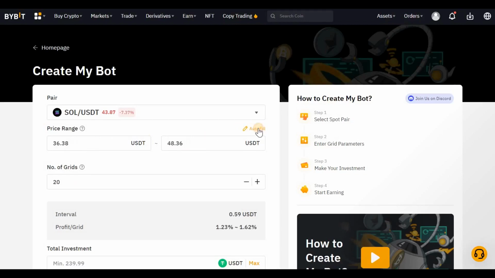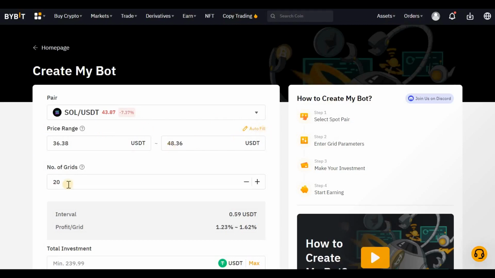If you click on this, it gives you a price range from the lowest point of support to the highest point of resistance. These values are based on previous price action in the Solana price chart. So if you don't have a good knowledge of technical analysis, this is a good option for you to use when creating a trading bot.